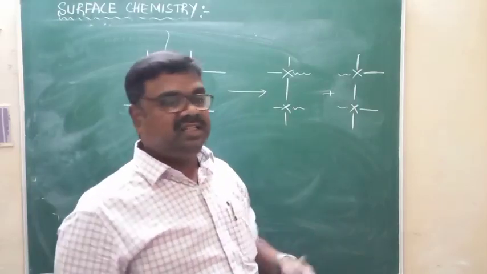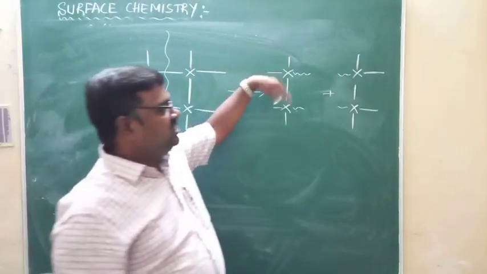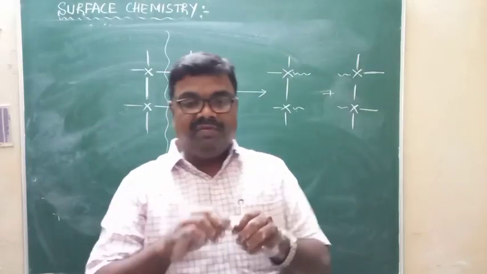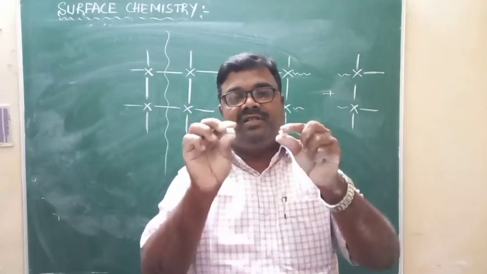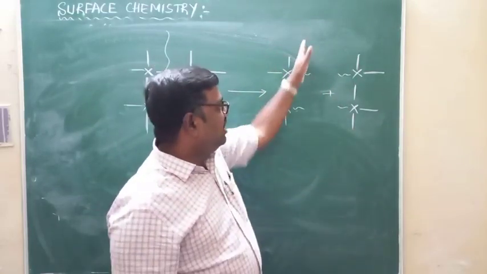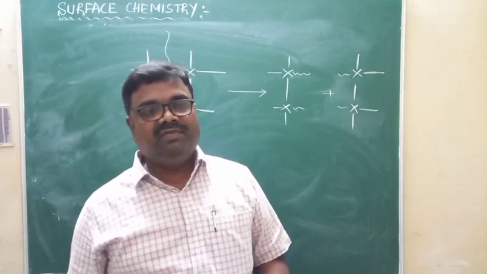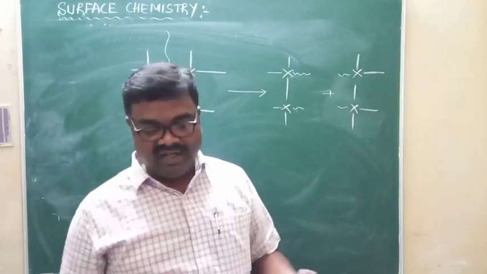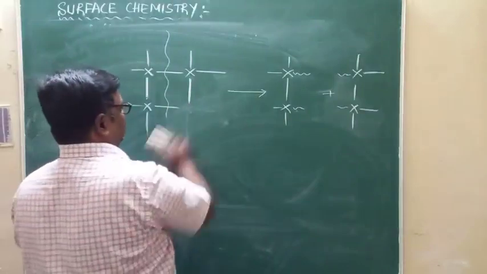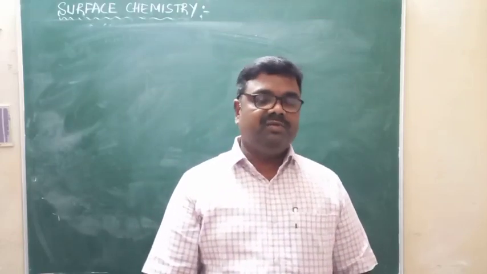As the surface area increases, the number of free unsatisfied valences will increase. Because of that, the extent of adsorption increases. If you go on dividing a substance, more bonds between the molecules of adsorbent will be broken, more unsatisfied valences are created, and thereby the residual forces on the surface of adsorbent increase, and the amount of adsorption increases. That's why a substance in its finely divided state is a very good adsorbent. This is the mechanism involved in the adsorption process.